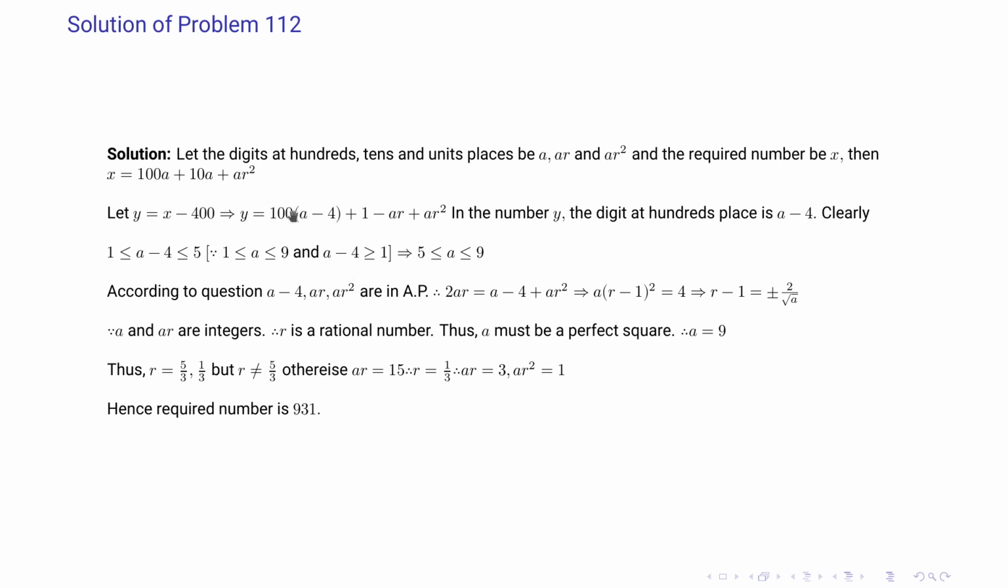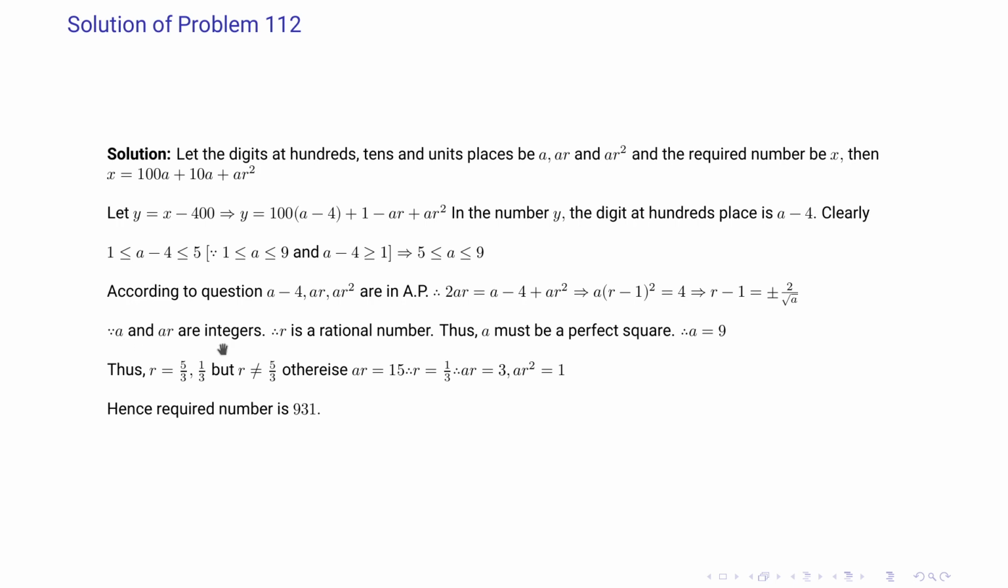According to the question, these digits are in AP. So A minus 4, AR and AR square are in AP. So 2AR is equal to A minus 4 plus AR square. We bring 4 to this side and AR to this side. We have A into (R minus 1) whole square is equal to 4. That is R minus 1 is equal to plus minus 2 by square root of A.